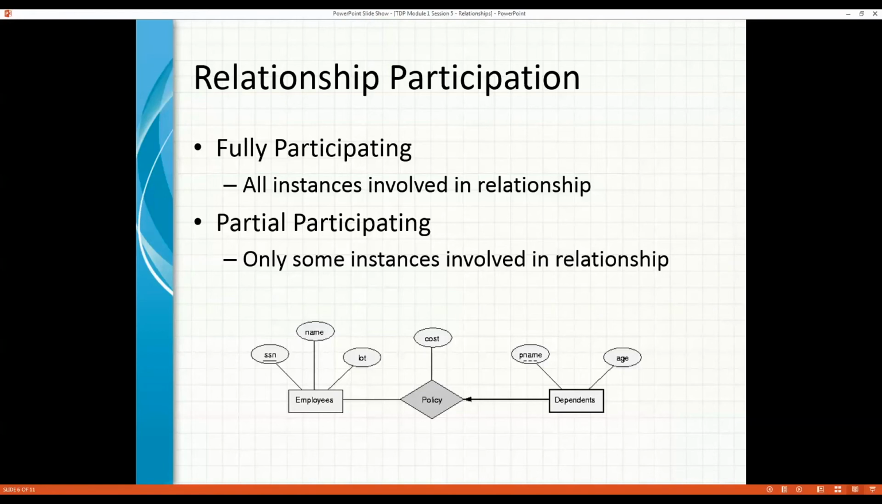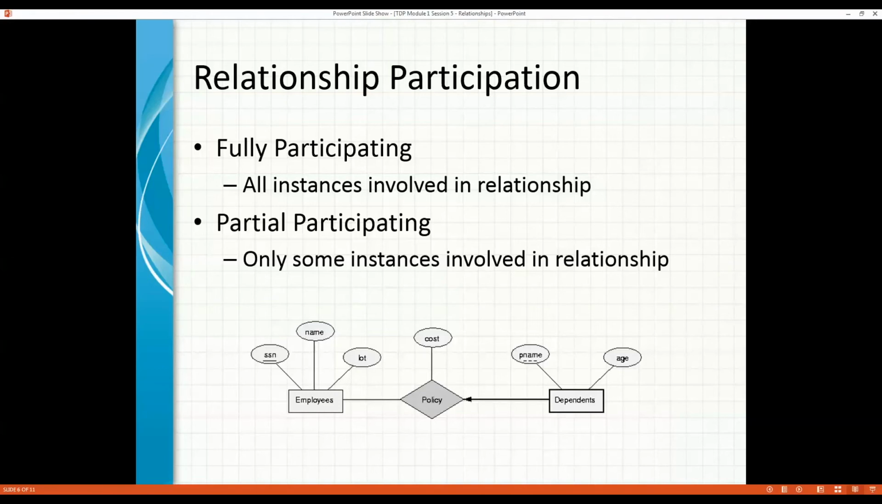Now, not every employee may have the same exact healthcare or policy insurance set up, so this would not be fully participating. However, for dependents, wherever there is a dependent, that means there is someone who has to have the policy in place. So in this, we see that the employees are again partially participating, and the dependents are fully participating.